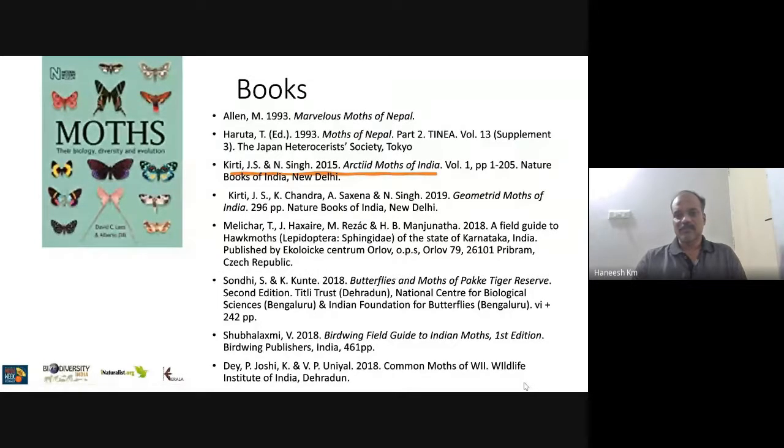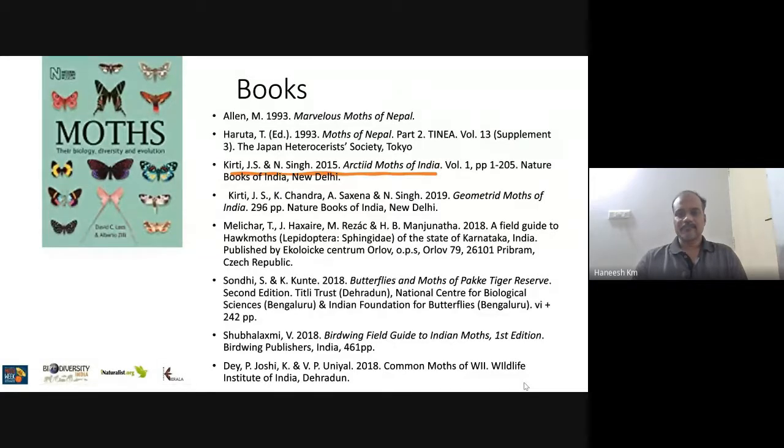Okay, and there were some restrictions on the collection of species for studies in India during that time. That's why some of the foreigners went directly to some of the neighboring areas. Okay, but these are the books which are helpful.